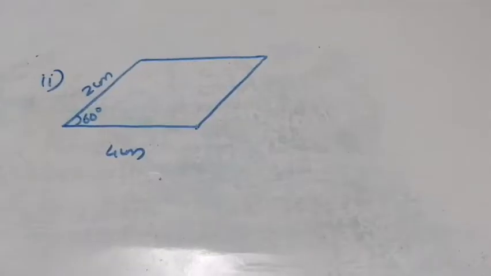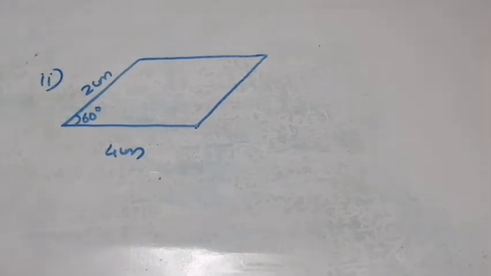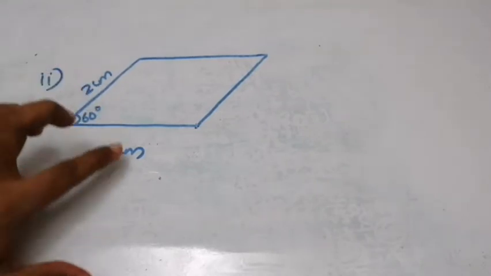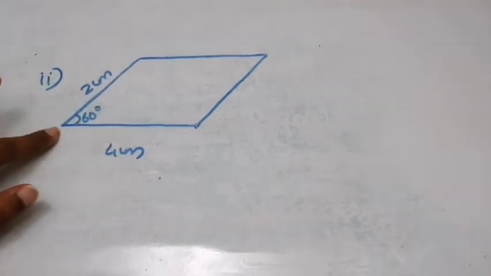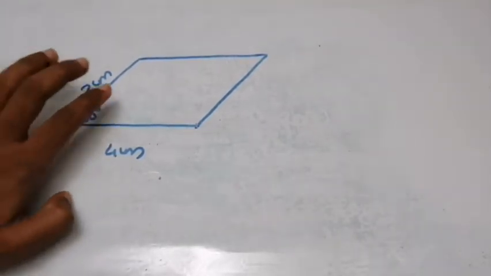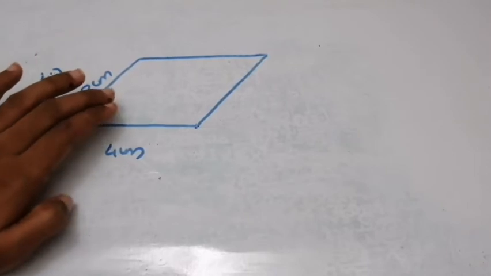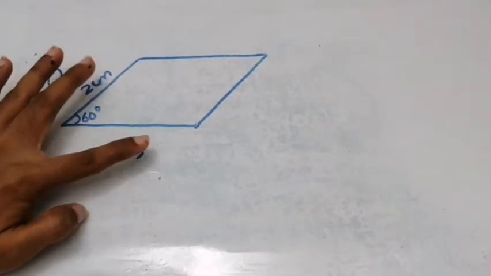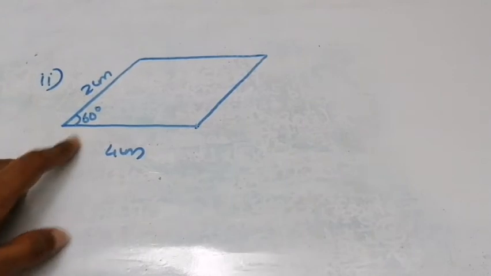Okay. Now moving on to the second figure, same question. Another parallelogram with 2 centimeter, 4 centimeter, and the angle between them is 60 degree. Sometimes this angle won't be given. They will mention in the question that the angle between the two sides is 60 degree. So you have to mark here 60 degree.